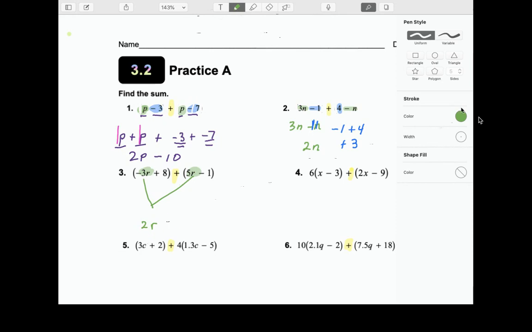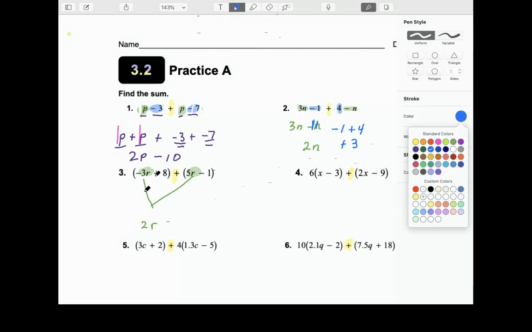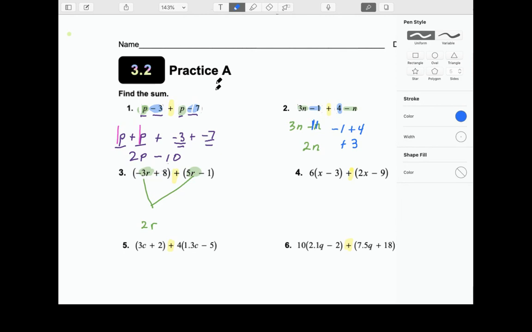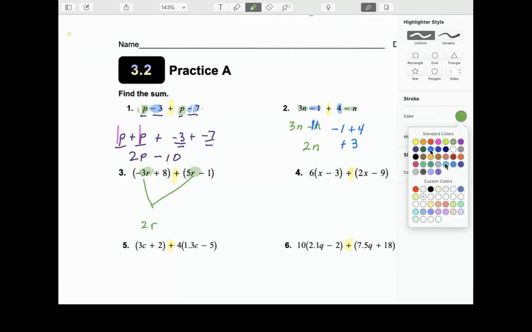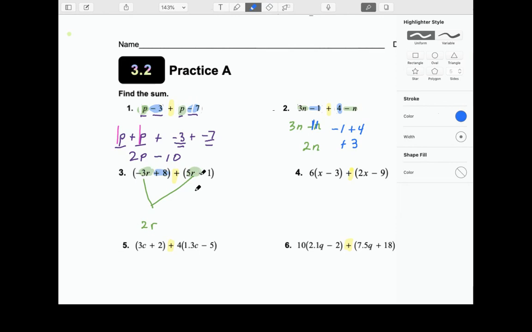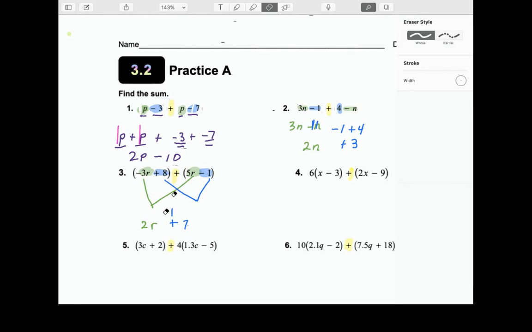And so mentally, I kind of start doing that. I look and I say, oh, look, these are constants. So I've got plus 8 and negative 1. If I add those together, 8 minus 1 is 7, so plus 7. And so what I end up with then is 2r plus 7. Done. That's all we're doing.